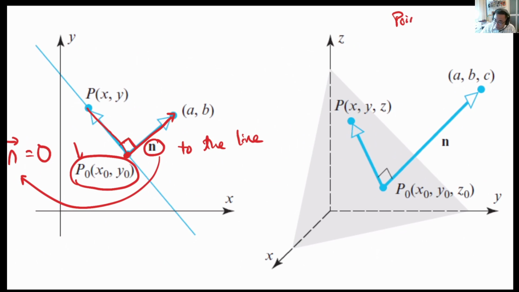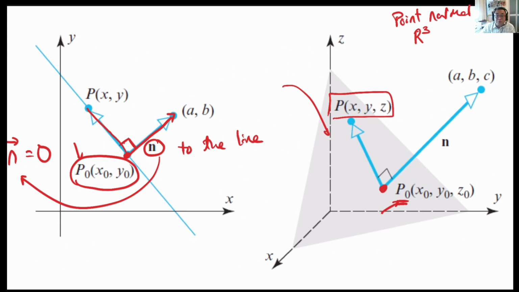Let's repeat the point normal expression for an R3 problem. We have a plane in R3, the gray area. Let us find the point normal equation for this plane. Let's first find a point. Let's call the point P0 with coordinates x0, y0, z0, and it is sitting on the plane. Let us use another point, which we assume is on the plane and can have any values x, y, and z. Therefore, from P0 to P, it is a vector on the plane.